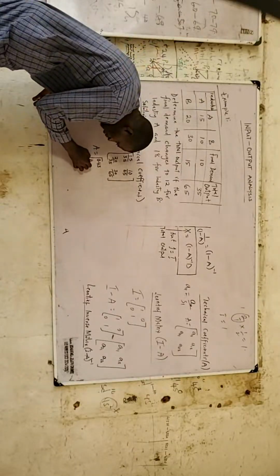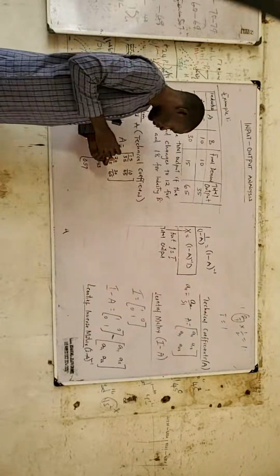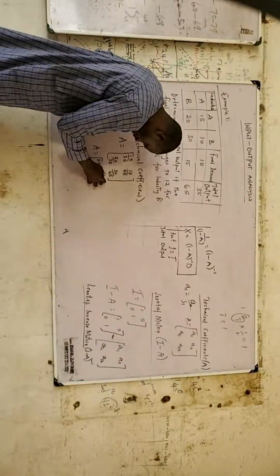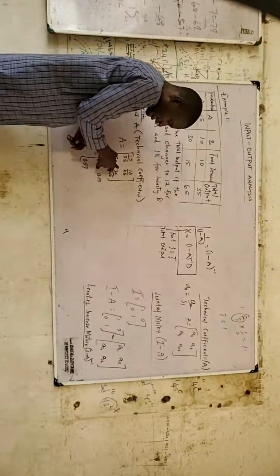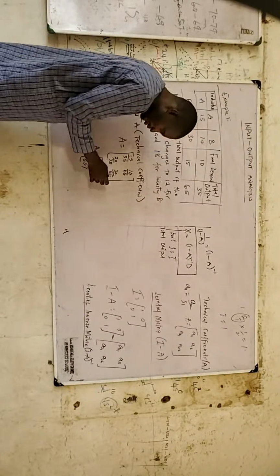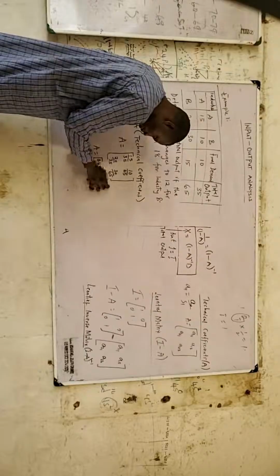0.57. Then 10 divided by 65 gives 0.15. Then 30 divided by 65 gives 0.46. So this one is the matrix of technical coefficients.